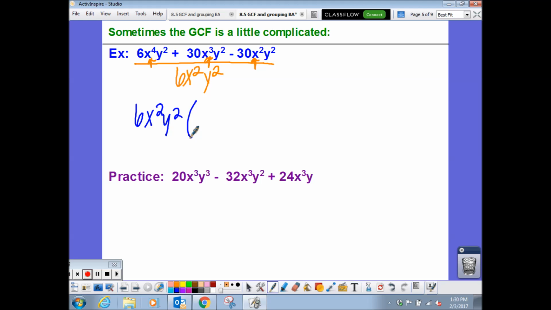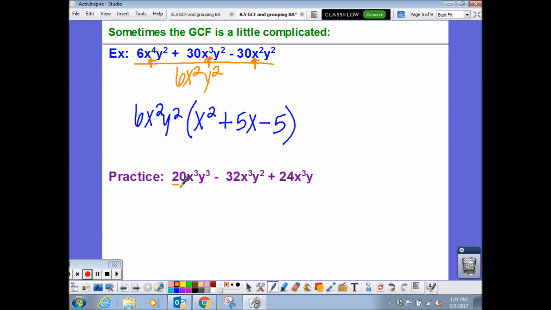Now I have to write down what's left. If I look at that first term, the 6's are going to divide out to be 1. I have x to the 4th and x squared. That leaves me with x squared. Plus 30 divided, and the y's cancel. 30 divided by 6 is 5. I have x cubed up top, x squared on the bottom. So that's going to leave me with just x. Those y squareds cancel. Minus 30 divided by 6 is 5. The x squareds cancel, the y squareds cancel. So I'm just left with that minus 5.